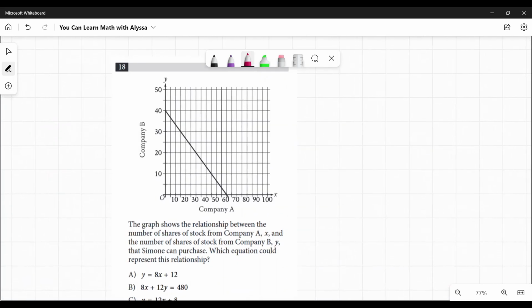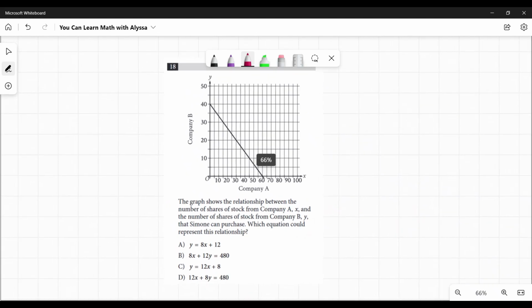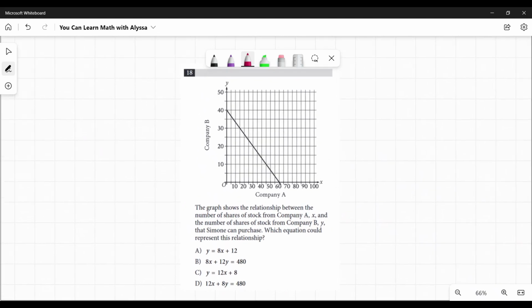On to 18, we have a graph here. The graph shows the relationship between the number of shares of stock from company A, that's on the x-axis, and the number of shares of stock from company B, on the y-axis, that Simone can purchase. Which equation could represent this relationship? So this is a line. They're asking us for the equation of this line.